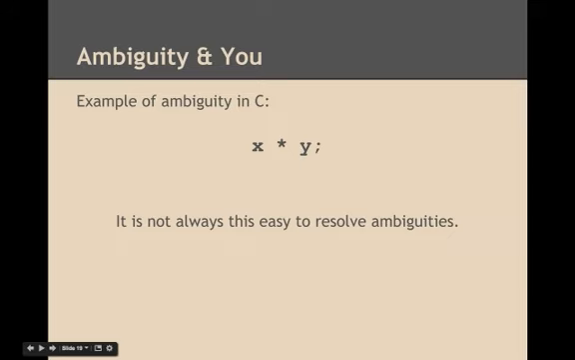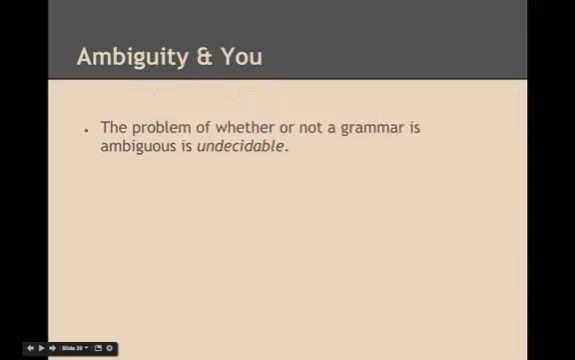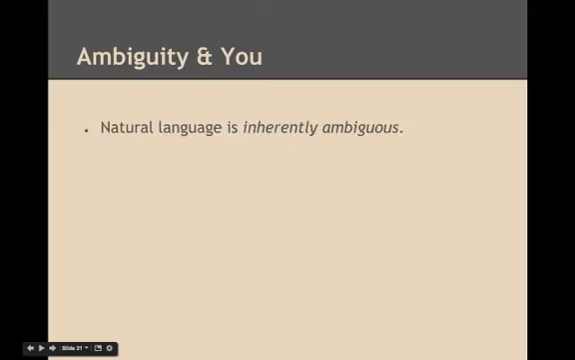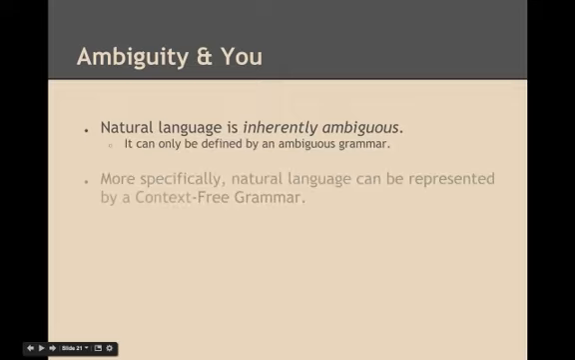However, it is not always this easy to resolve ambiguities. The problem of whether or not a grammar is ambiguous is undecidable. Most ambiguities cannot be resolved by a deterministic parser. These two problems pose a particular challenge when processing natural language. Natural language is inherently ambiguous. This means that it can only be defined by an ambiguous grammar.